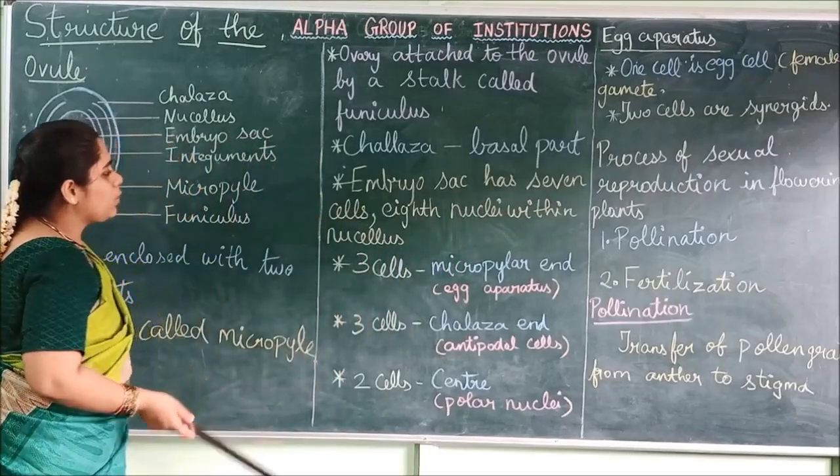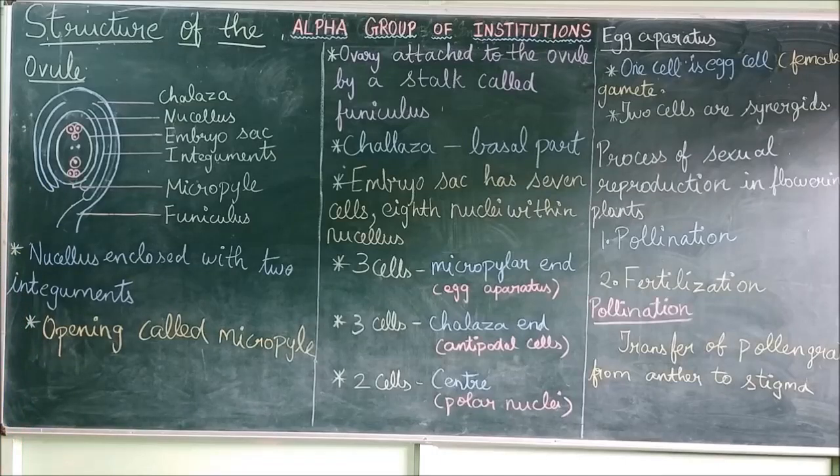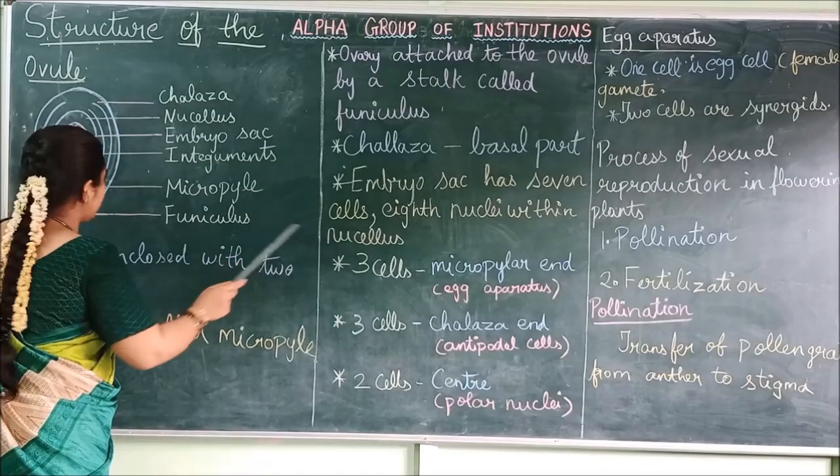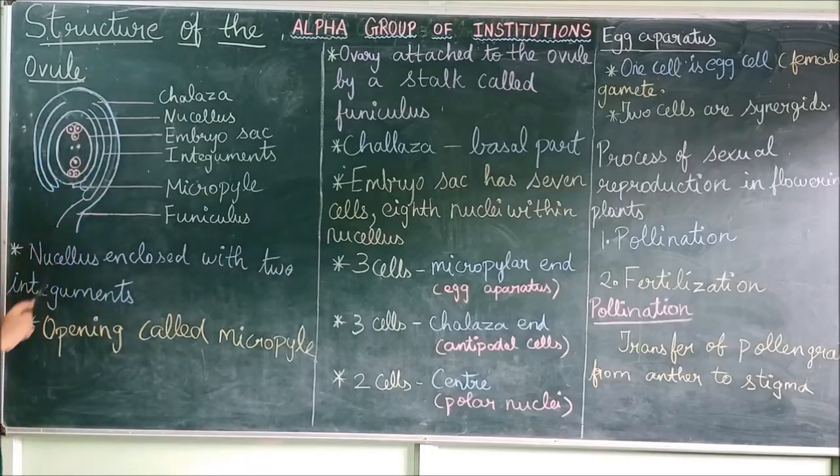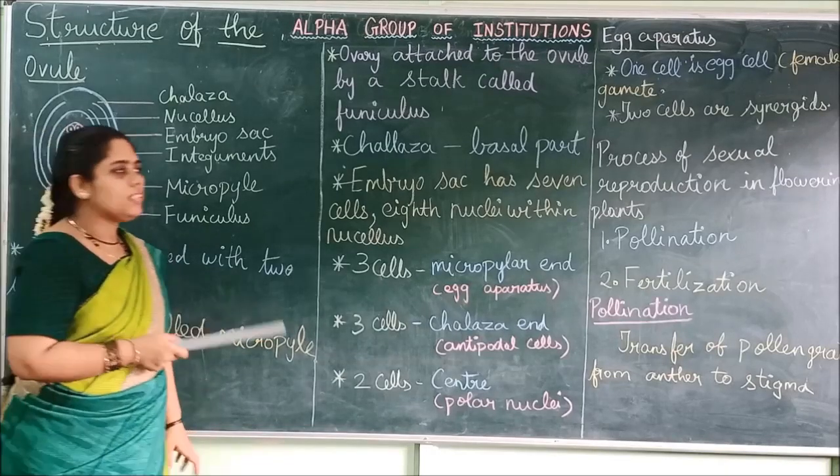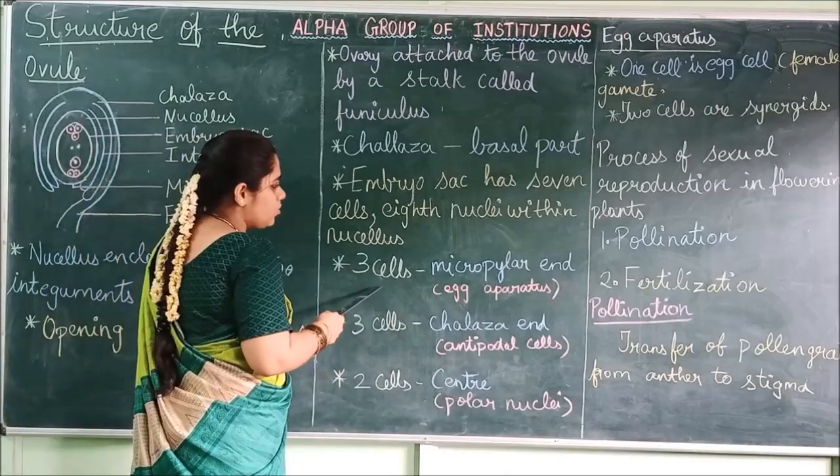The 8th cell will be present with the nucellus. So 1, 2, 3, 4, 5, 6, 7, 8, 8 cells are present. The 8th cell will be present inside the nucellus. Totally 8 cells are present in the embryo sac.